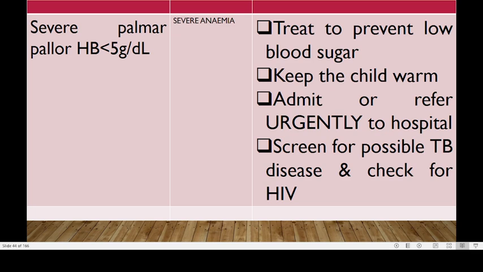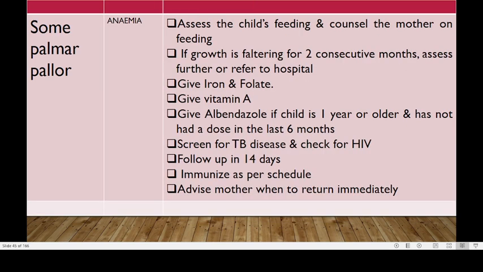Remember, for severe anemia, we have severe pallor with Hb less than 5 grams per deciliter. Such children you need to treat to prevent low blood sugar. You keep the child warm and admit them or refer urgently to a hospital. You screen for these common diseases that are normally suspected in such a case, like the TB disease and the HIV disease. Lastly, they can also be classified as anemia.